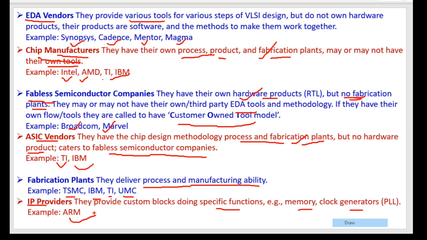Okay, so like ARM Cortex microprocessors, microcontrollers, those things. So ARM will design those microcontroller architectures and will sell them to different other companies. Okay, and this is their business. They will design and sell. So these are the different types of companies that you will find in the VLSI industry.